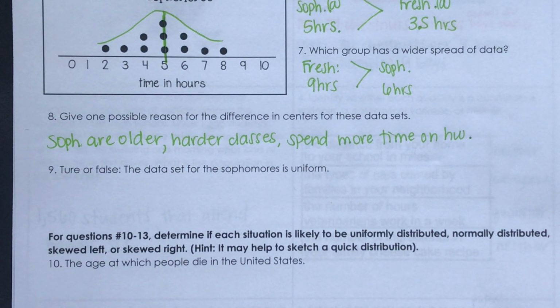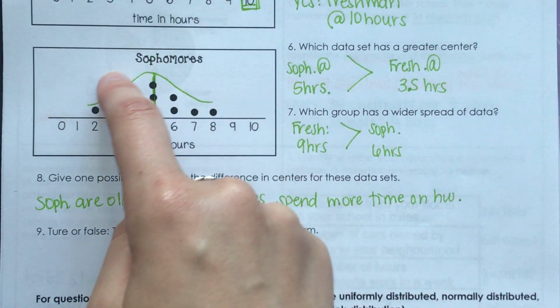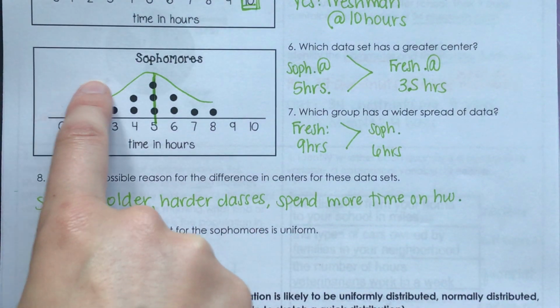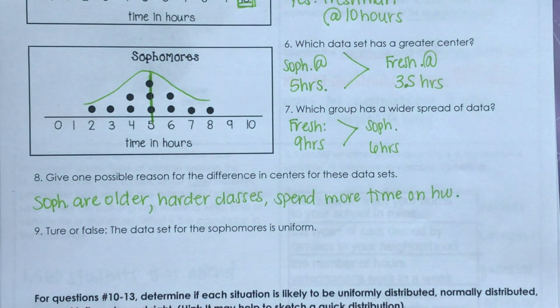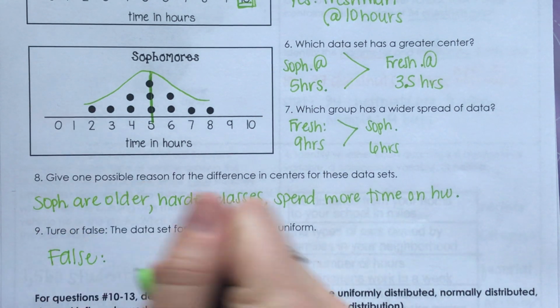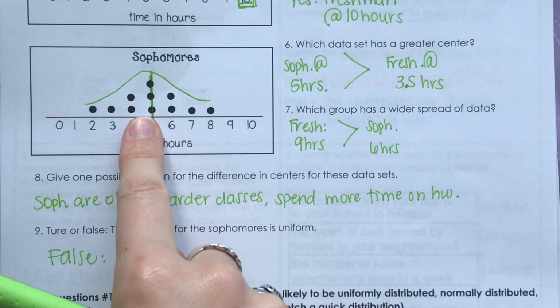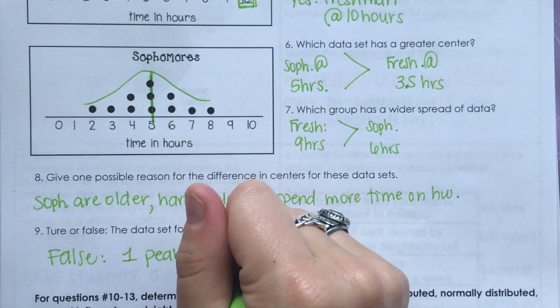Last one, true or false? Ooh, that should say true, not true. The data set for sophomores is uniform. So I come back over here to my sophomores data. What I see is I have one peak. Uniform means straight across, no peak. So this is false. Because I have one peak, this data is considered unimodal.